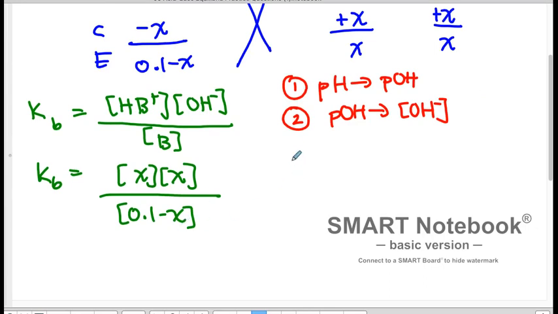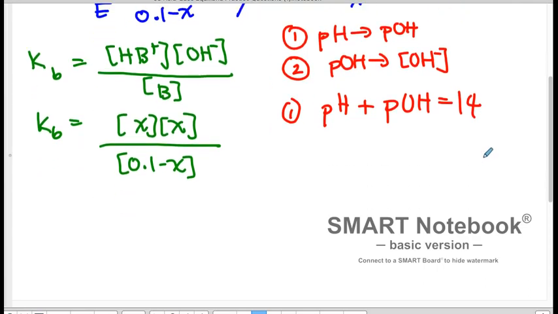For the first step, I'll write number 1 here just to show you the steps. To get from pH to pOH, we know that the relationship between these two variables is that the sum of them will equal 14, the highest value on the pH scale. We know that the pH is equal to 11.8, so we can determine that the pOH is just subtracting the given pH value from 14. So pOH is equal to 2.2.